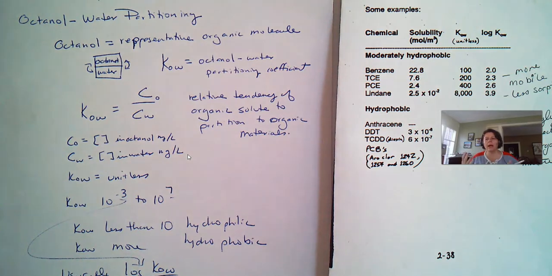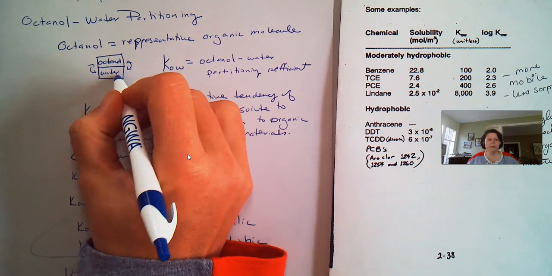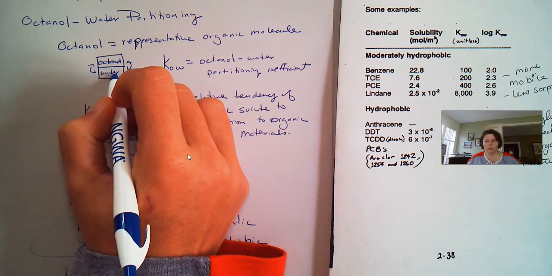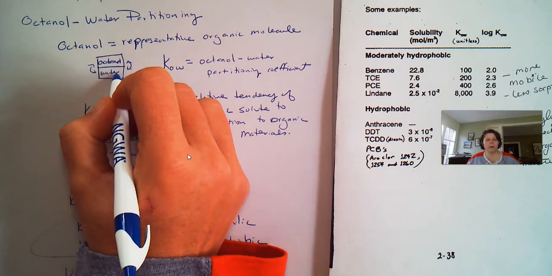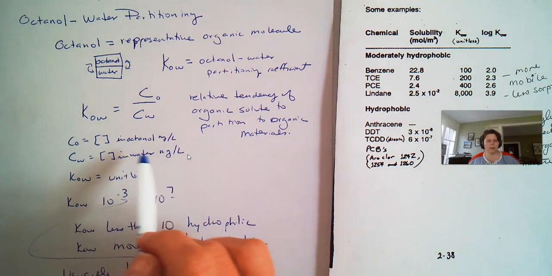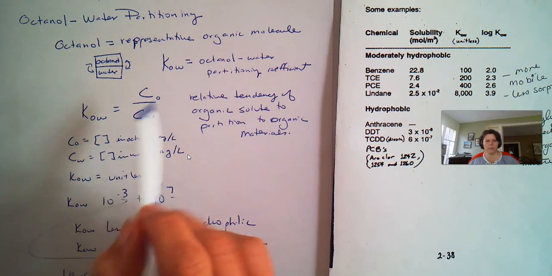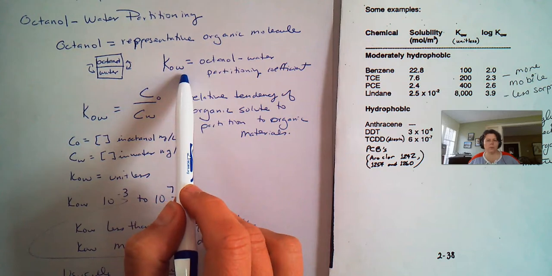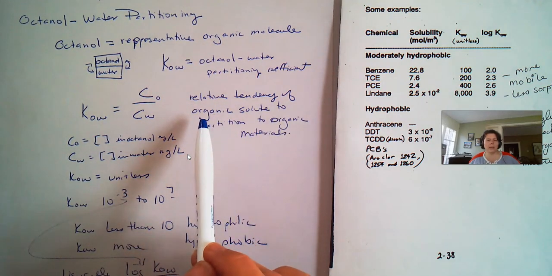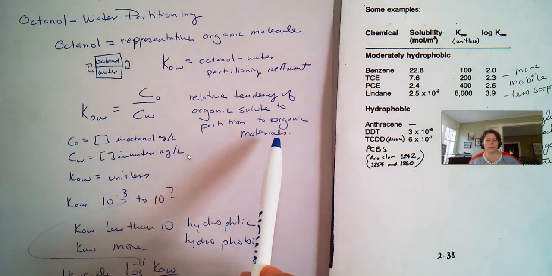And we compare how our chemical that we're concerned with compares to octanol. So we have octanol sitting with water, and we look at how much it diffuses into the water. How much solubility does the octanol have with water? And then we compare that to the concentration in the water. So we have the octanol water partitioning coefficient as our KOW, and this is the relative tendency of the organic solute to partition into an organic material.